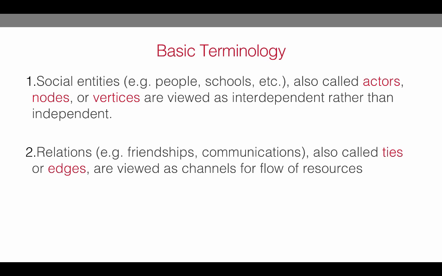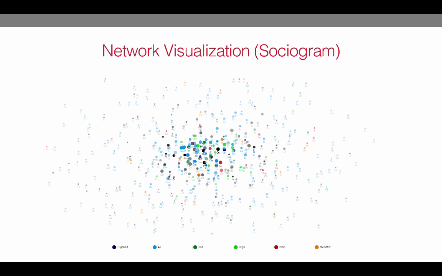In these vertices, these social entities are viewed as interdependent rather than independent. What's going to be unique about network analysis is we're not only interested in the social entities, but also the relations between these entities. And the relationships that we might be interested in might be friendship networks or communication networks. These relations between these social entities, between these vertices or nodes, we refer to as ties or edges. And the way that we actually represent these things is through a network visualization, often called a sociogram.